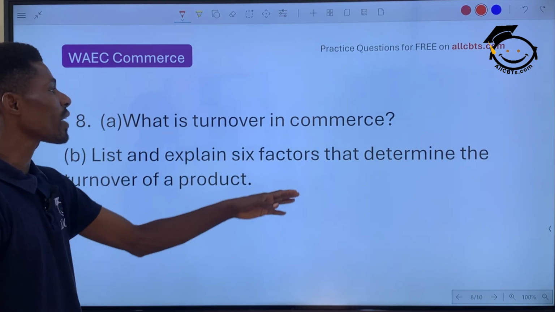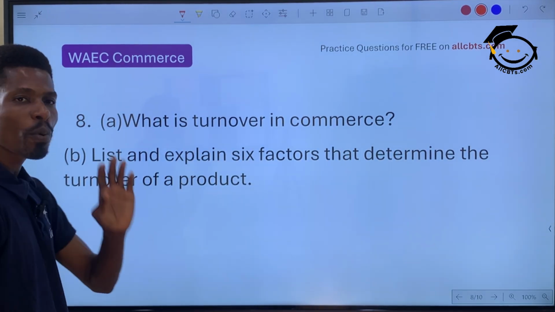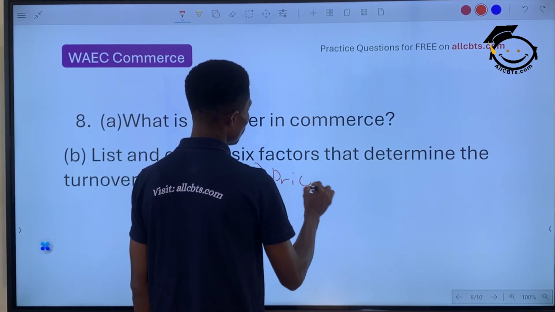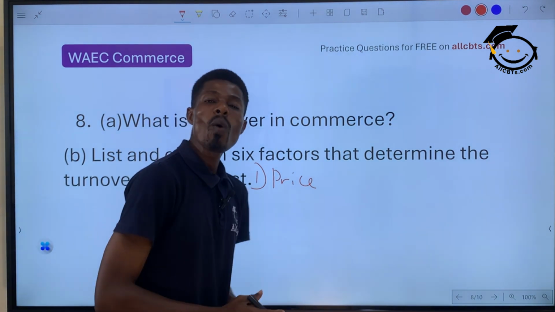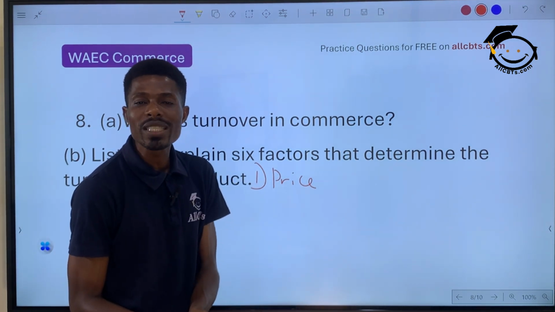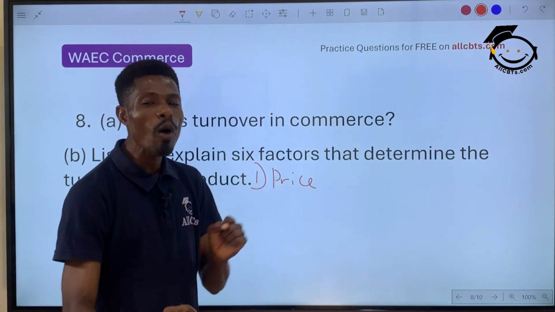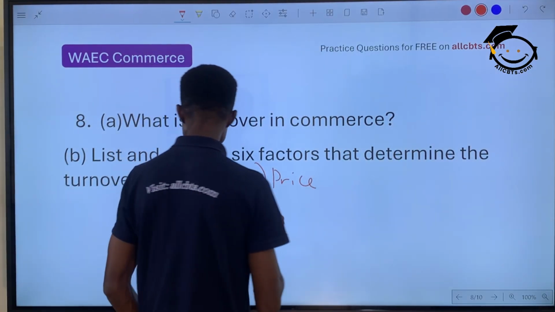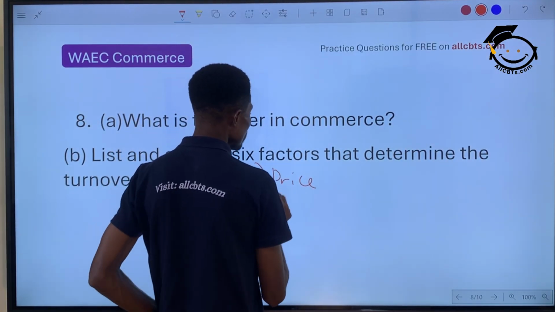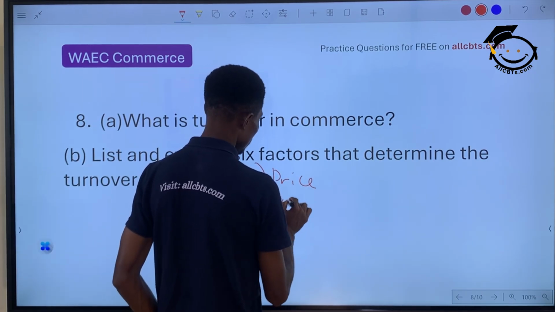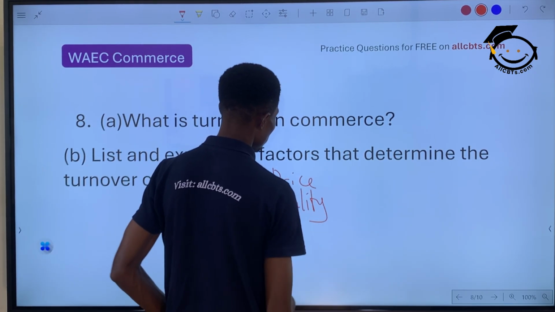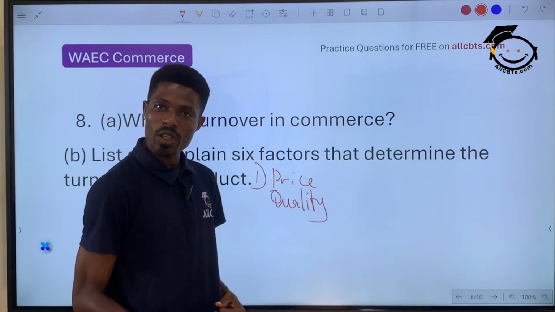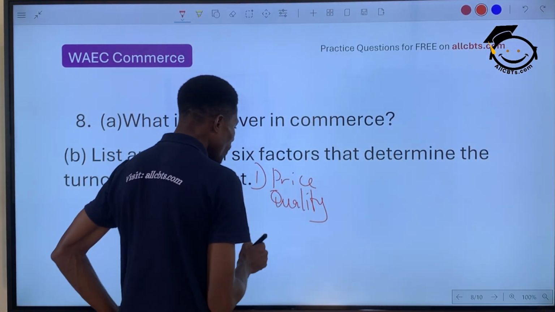List and explain 6 factors that determine the turnover of a product. The first factor is what we call price. Why price? Lower prices increase the purchase of goods and services. The lower the price, the higher the purchase of those goods. Second factor is quality. Why? Quality products attract customers to purchase them.